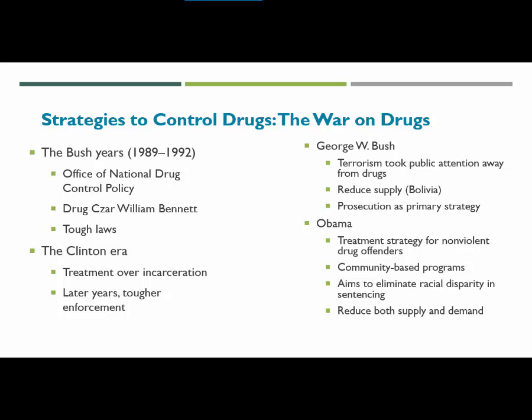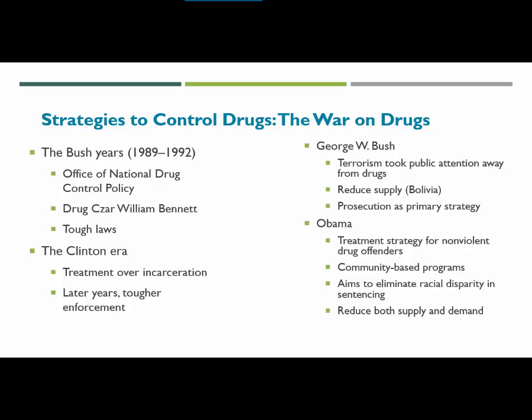When we get to George W. Bush, we see a shift of public attention away from drugs, largely because of the shift towards terrorism. And obviously, this became even more notable after 9/11. To the extent that there was still some governmental focus on the war on drugs, it had a lot more to do with interdiction, reducing the supply of drugs coming in from other countries. But even with that focus on preventing drugs from coming in, prosecution was still the primary strategy being employed in that administration as well.